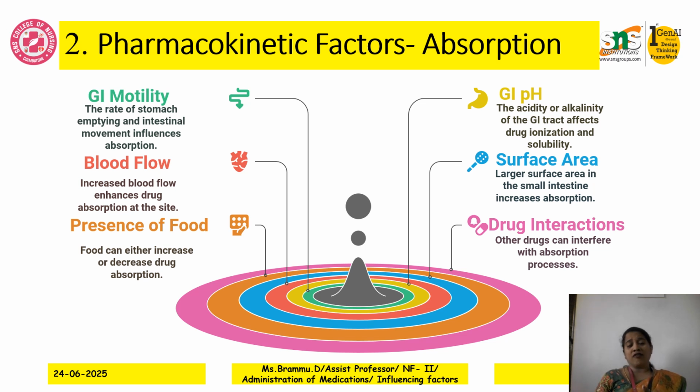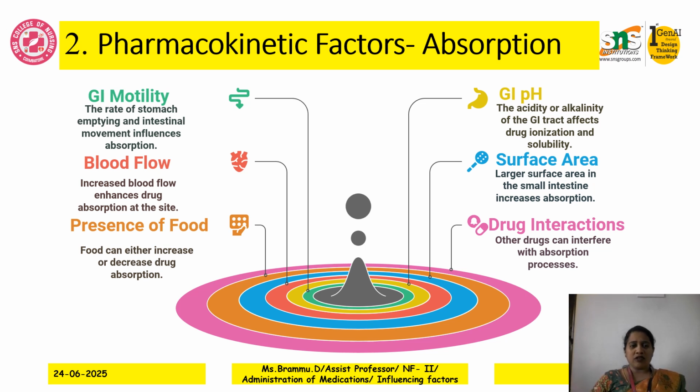Next comes the blood flow. For example, if you give certain drugs sublingually, that is under the tongue, the absorption rate is much faster. Whereas if you give the same drug through the gastric region, that is through the oral route, it gets delayed. So depending upon the blood flow at the particular site, the absorption rate varies. It may either increase or decrease.